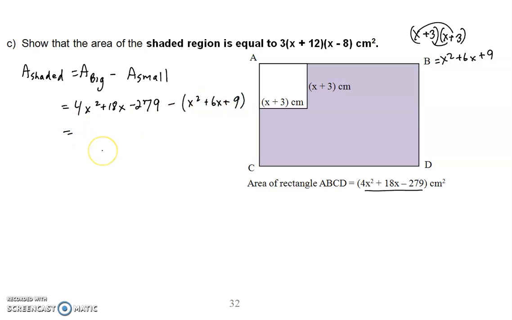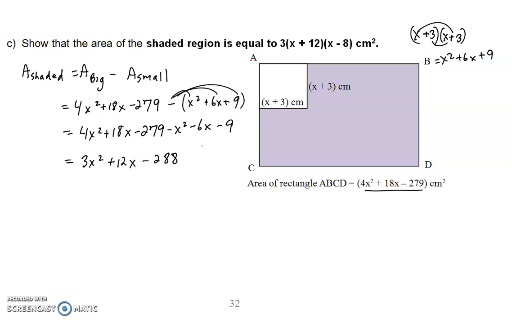And simplify this. Remember that that minus is going to affect all three terms in the bracket. 4x squared plus 18x minus 279 minus x squared minus 6x minus 9. A lot of like terms here. 4x squared minus x squared is 3x squared. 18x minus 6x is going to be 12x. And negative 279 and negative 9, right, we change to a negative, is going to be negative 288.